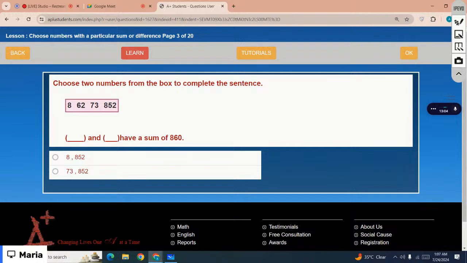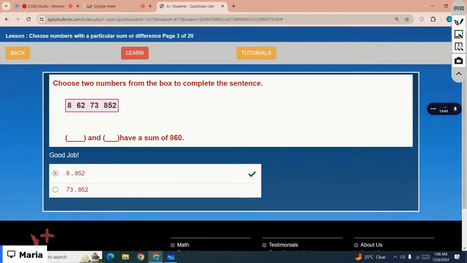Choose two numbers from the box to complete the sentence. Dash and dash have a sum of 860. So, which is the correct option? Yes, that is option number one, 852 and 8, which when added have the sum 860. So, option number one is the correct option. Very good.